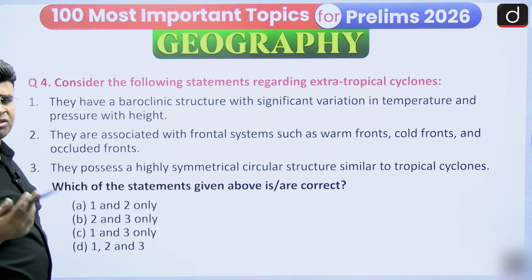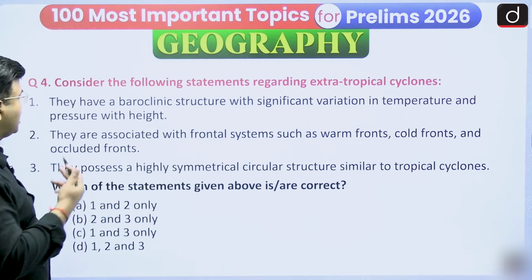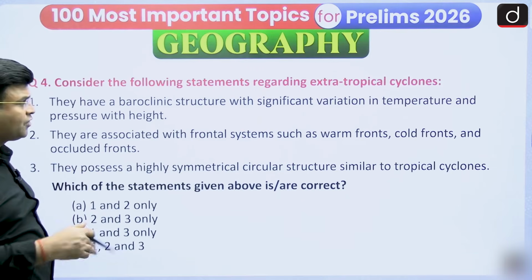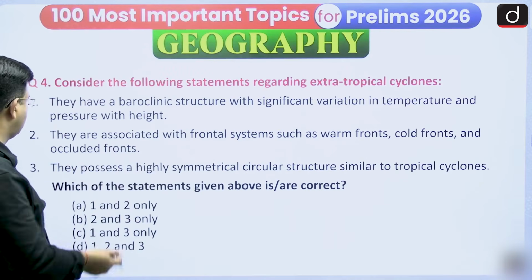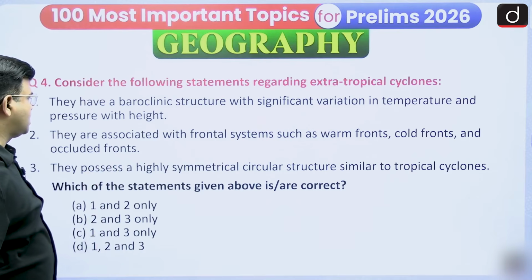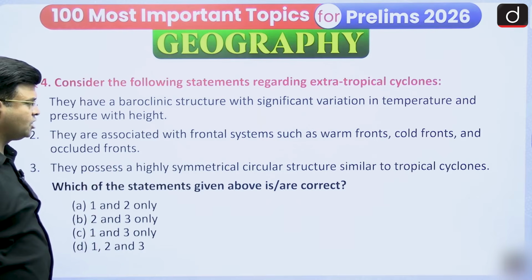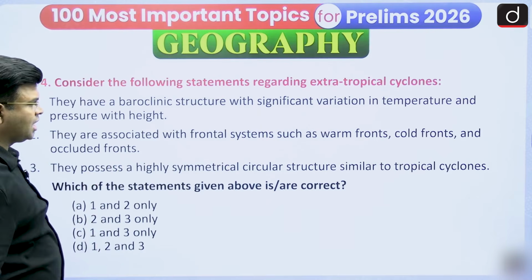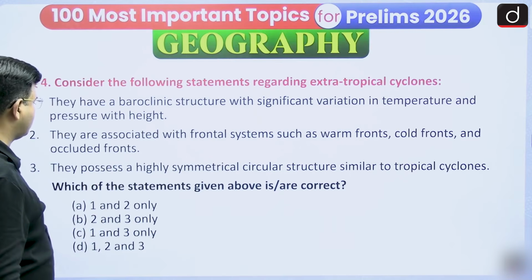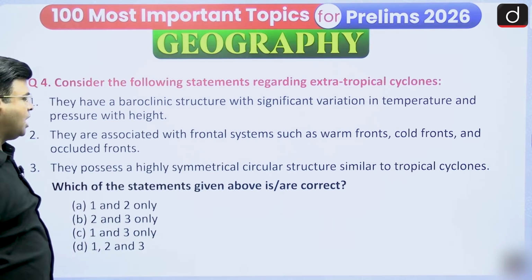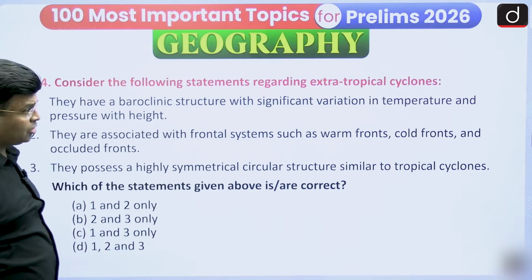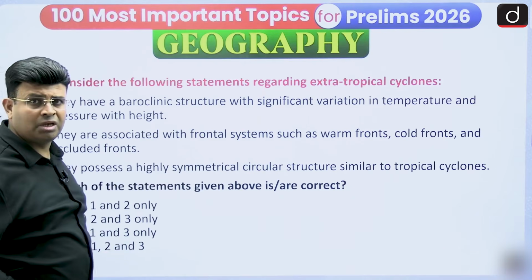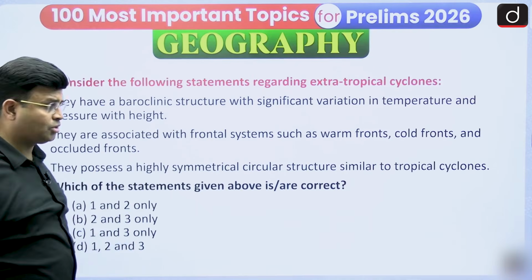Extratropical means warm front, cold front. They have a baroclinic structure with significant variation in temperature and pressure with height. Next, the second statement: they are associated with frontal systems such as warm fronts, cold fronts and occluded fronts. They possess a highly symmetrical circular structure similar to a tropical cyclone. Is it a circular shape? What kind of shape is it?